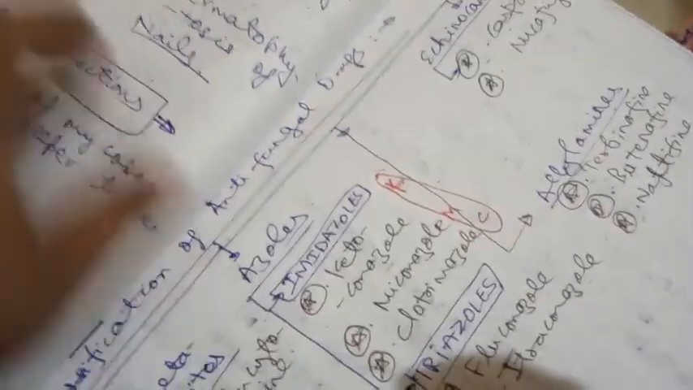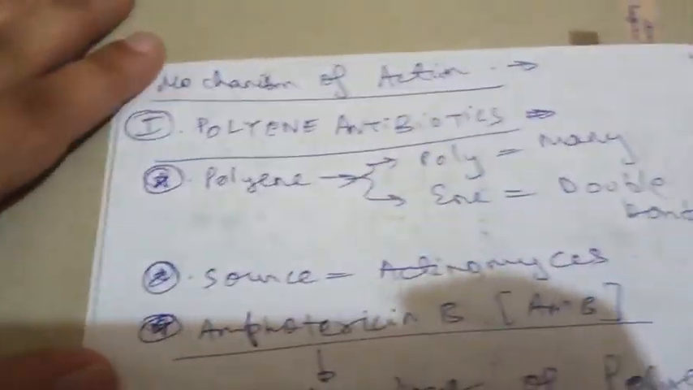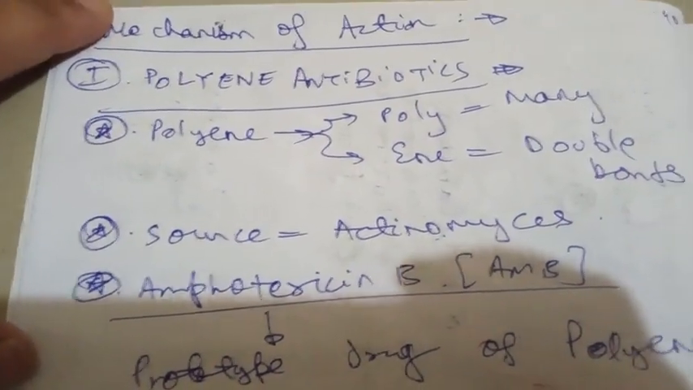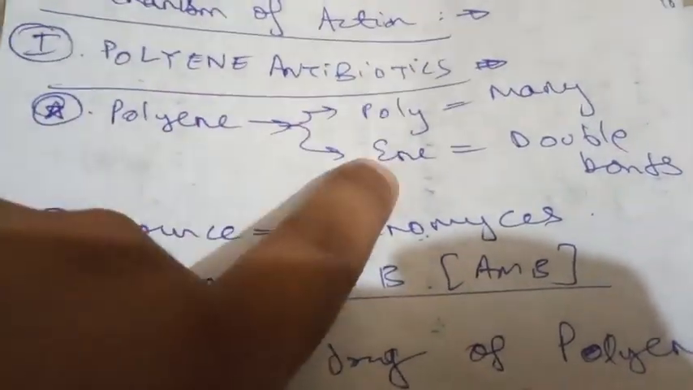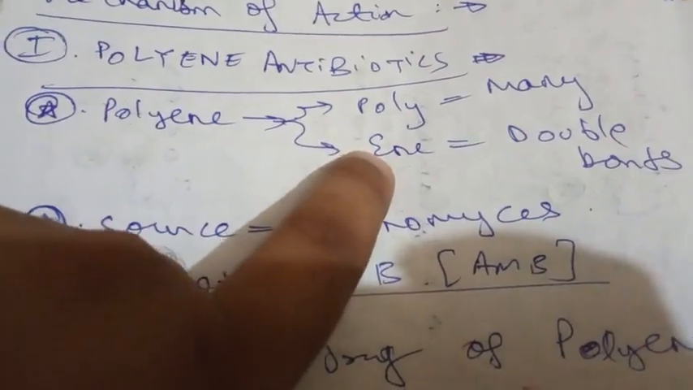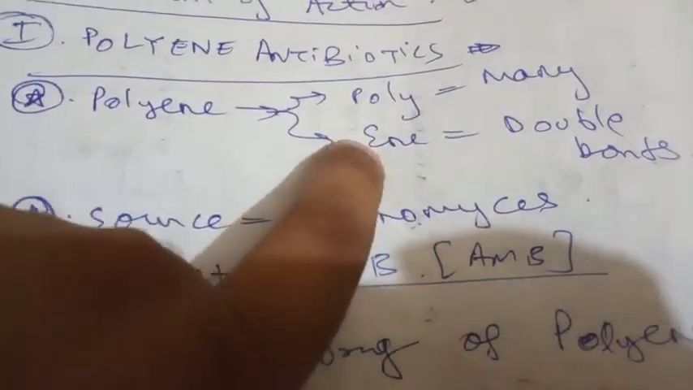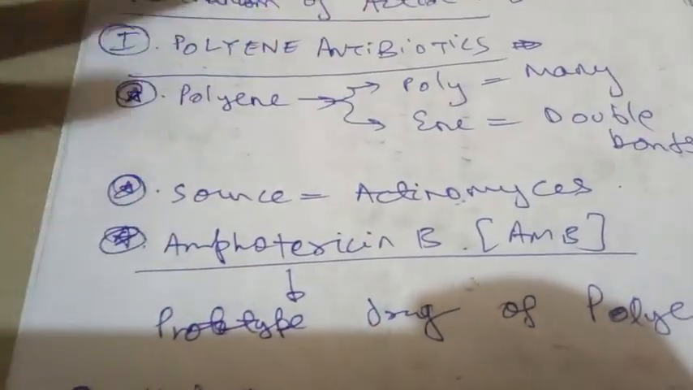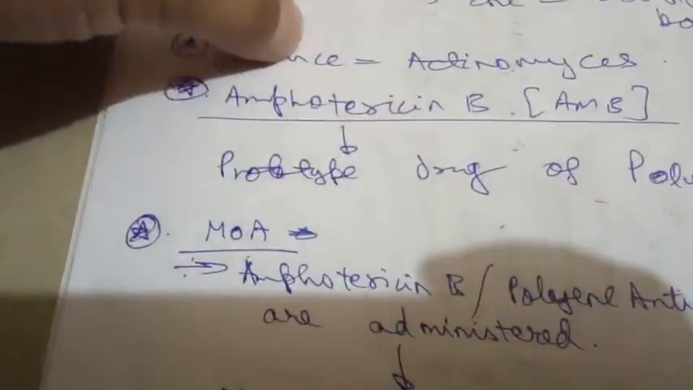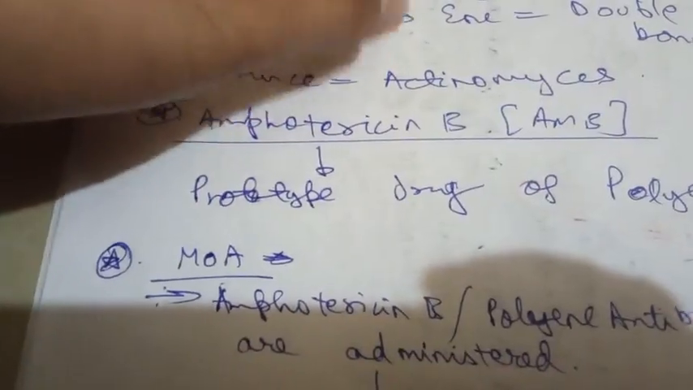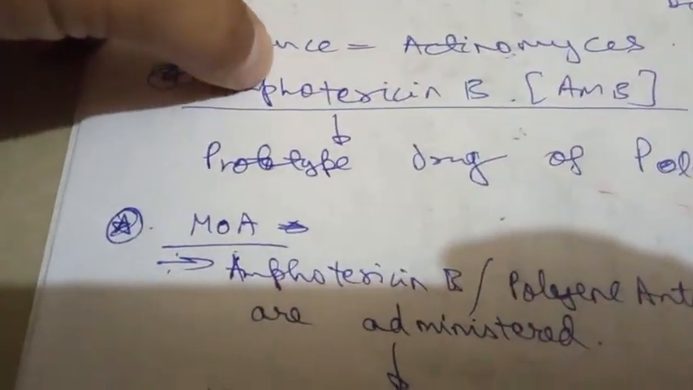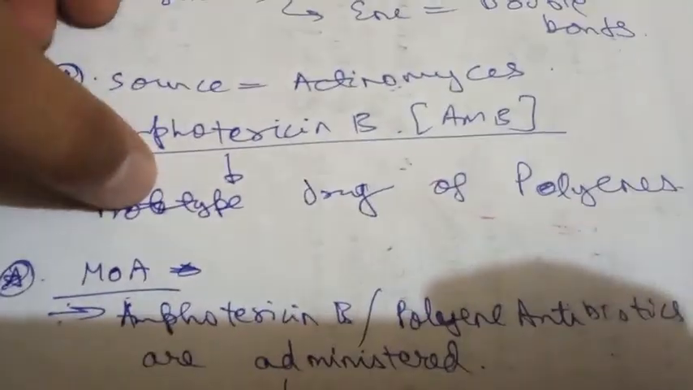Alright, let's move ahead. Now we'll study the mechanism of action of each of these classes and subclasses. We first start with polyene antibiotics. Polyene is made up of two words, poly and ene. Poly means many, and ene means double bond, as we study in organic chemistry. So the chemical structure of polyene antibiotics includes multiple double bonds. The source of polyene antibiotics is the actinomycetes. Amphotericin B is the prototype drug of polyenes, and we have to learn this.